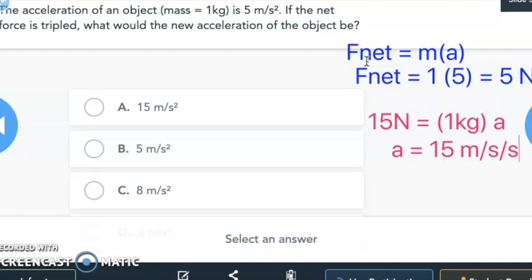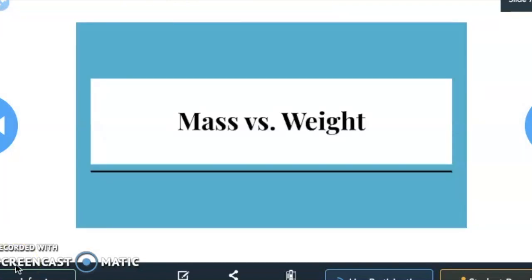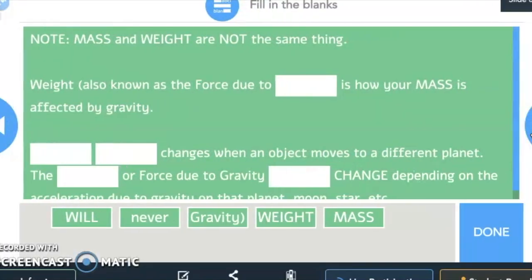It is a directly proportional relationship. So whatever happens to one happens to the other. And so that exists between force and acceleration. The next thing we did was some drag and drop notes where we filled in the blanks together. So let's do that now.